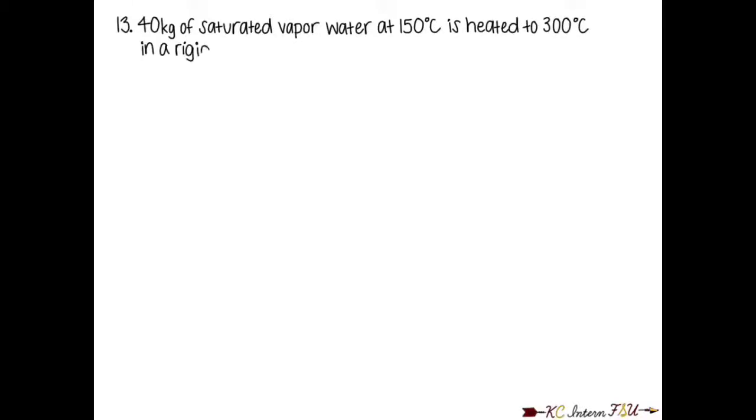Today we are going to go over question 13 of exam 2 part 1. Question 13: 40 kilograms of saturated vapor water at 150 degrees Celsius is heated to 300 degrees Celsius in a rigid tank. Part A is to calculate the work in kilojoules for this process.